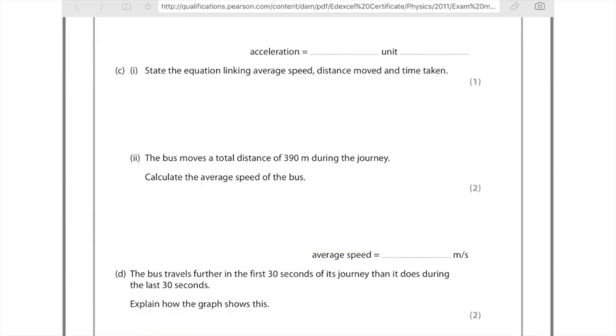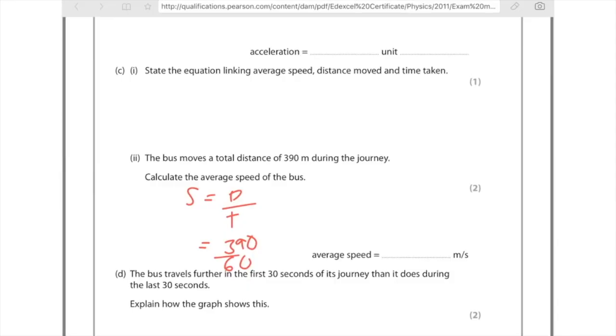State the equation linking average speed, distance moved and time taken. Average speed equals distance moved divided by time taken. The bus moves a total distance of 390 meters during the journey. Calculate the average speed of the bus. So speed equals distance divided by time. Distance is 390 divided by, look on the graph for whatever the time was, and it was 60 seconds. Pop that into your calculator and your answer will be 6.5 meters per second.